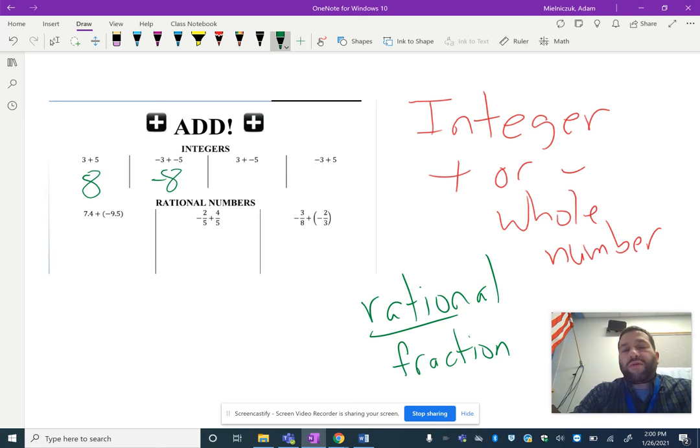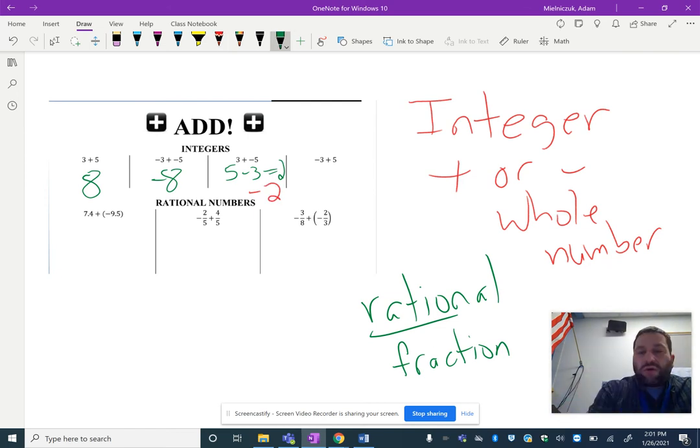What about when one is positive and one is negative? If we have 3 plus -5, when there's one positive, one negative, what you should do is subtract them and then take the sign of the bigger number. So if I subtract them, I would do 5 take away 3 is 2. But since the 5 is bigger than the 3 and the 5 is negative, my final answer would be a -2.